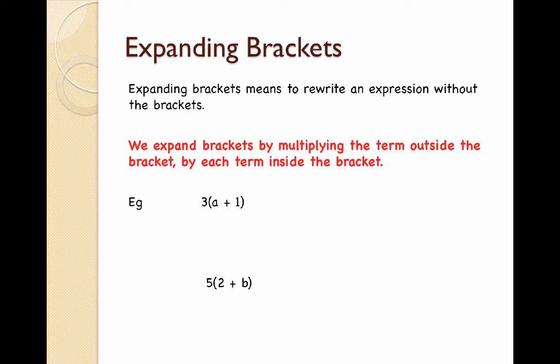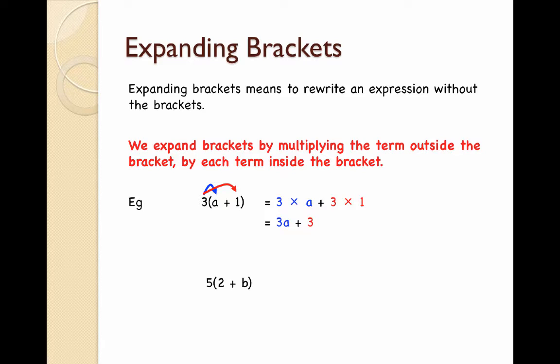Let's take a look at 2 examples. Here, the first one, I have 3 outside of a plus 1. I'm going to multiply 3 lots of a, and then I'm going to add 3 lots of 1. That's me multiplying the outside term by each of the terms inside. Now I can simplify. 3 times a is 3a, and 3 times 1 is 3. So 3 outside of a plus 1 is the same as 3a plus 3.